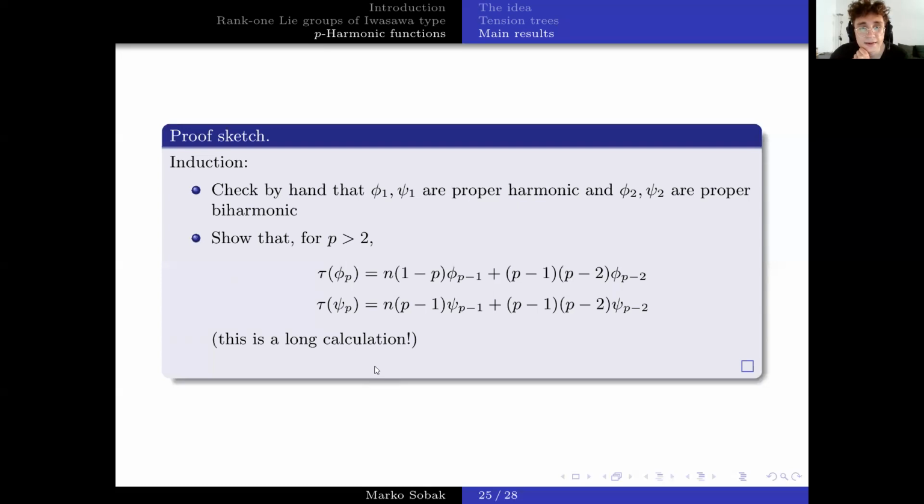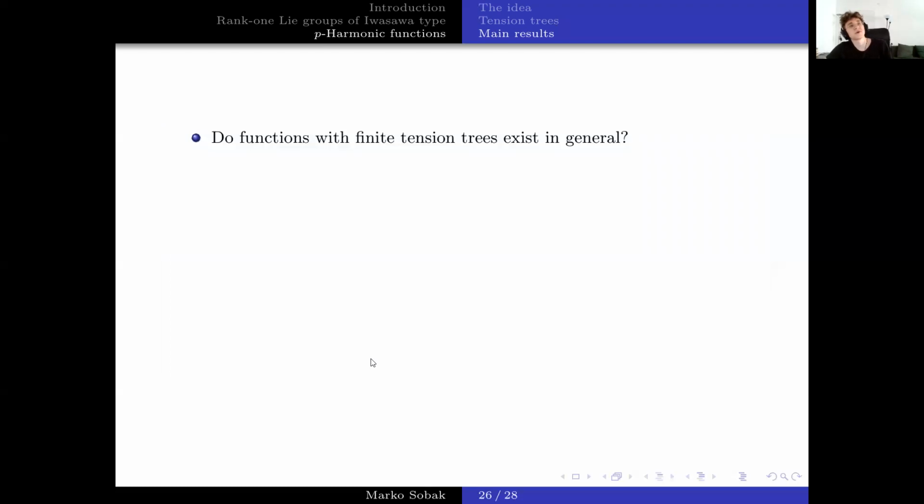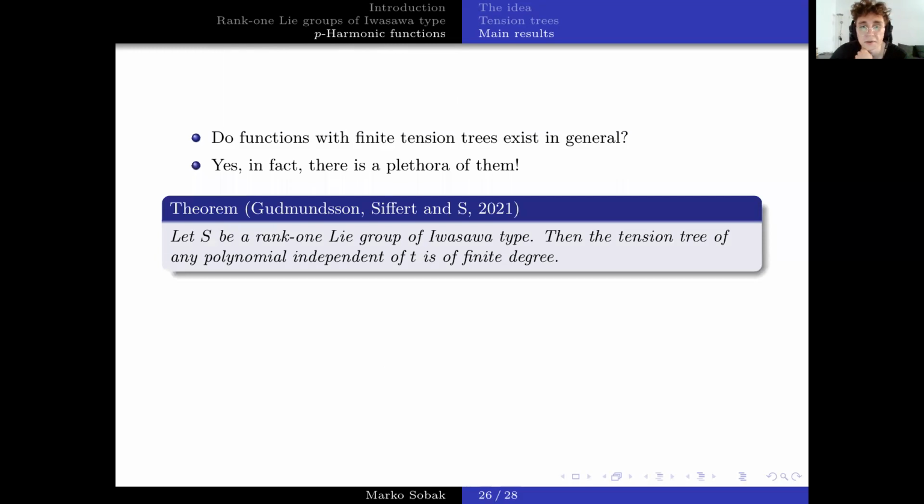Right, but then the natural thing to ask is, does this work on any rank one Lie group of Iwasawa type? Because here we started with the assumption that we have a function independent of t which has a tangent tree of some finite degree. So the question is, do these functions with finite tangent trees exist in general? And the answer is, maybe somewhat surprisingly, yes. And there's a lot of them. There's a whole lot of them.